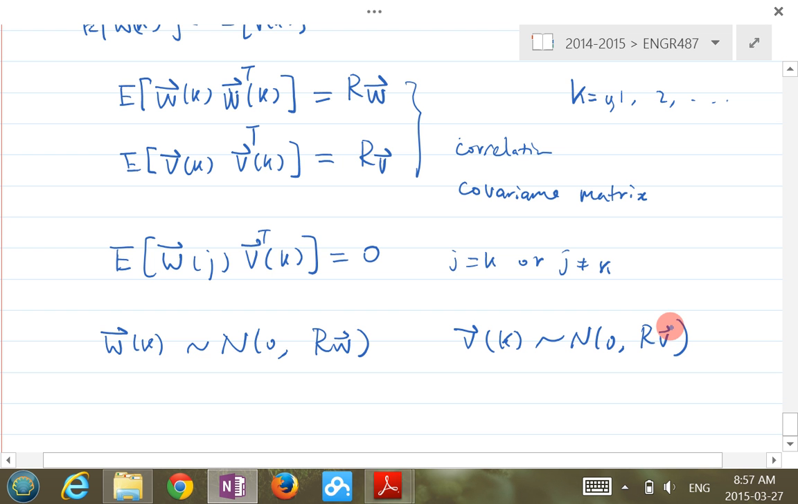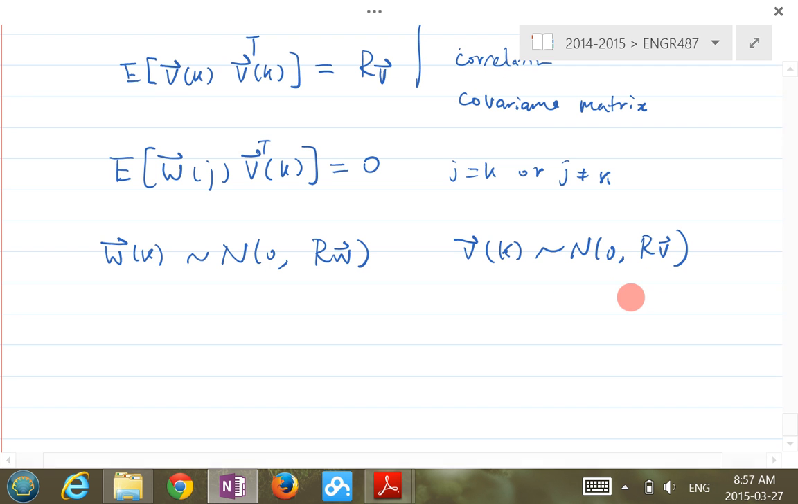So maybe a vector here. Now, let's look at one of the states, what about the state? Let's say x at 0 here. This is a random vector, because it contains x1 of 0, x2 of 0, x3 of 0, xn of 0, and each one of them is a random variable. And the random vector has a mean.